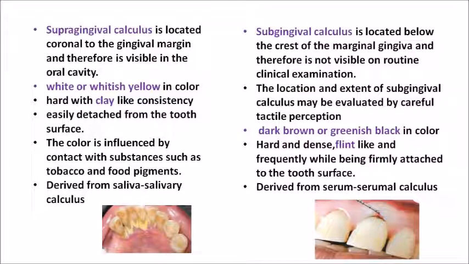So we'll go into the differences between supragingival and subgingival calculus. You know most of the differences. Supragingival, as we all know, is located coronal to the gingival margin and it is visible in the oral cavity. Subgingival is located below the crest of the marginal gingiva, therefore not visible on routine examination. The color of supragingival calculus is white or whitish yellow. You can see in the figure it is white or whitish yellow. About its consistency, it is hard with clay-like consistency.